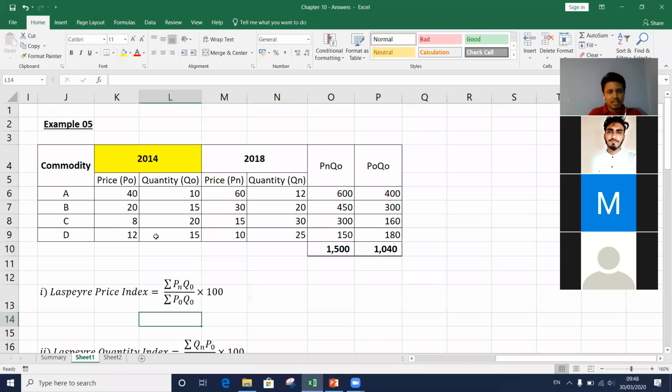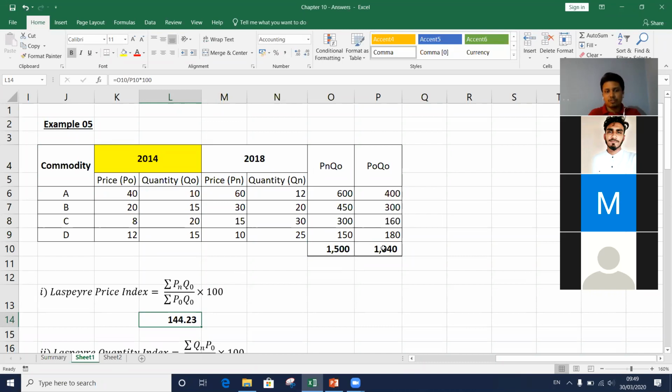So what should be our Laspeyres price index value? Sigma Pn into Q naught, we have found the value is 1500. This we need to divide by 1040 and multiply by 100. Right? This should be the value. 144.23. Laspeyres price index.